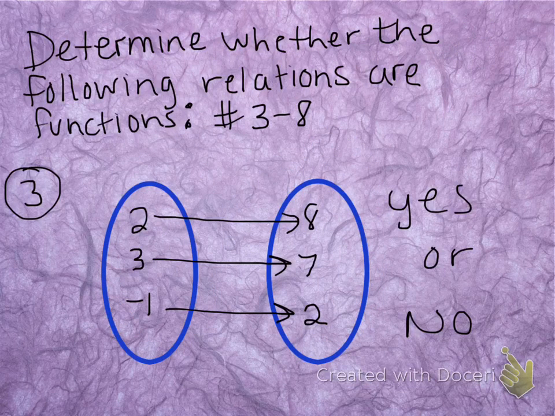All right, we want to determine whether these relationships are functions. So remember our pop machine, if there's more than one line coming off of each number, then it's not a function because you're going to get more than one different kind of soda. So there's only one line coming off of the 2, the 3, and the -1. So yes, this is a function.